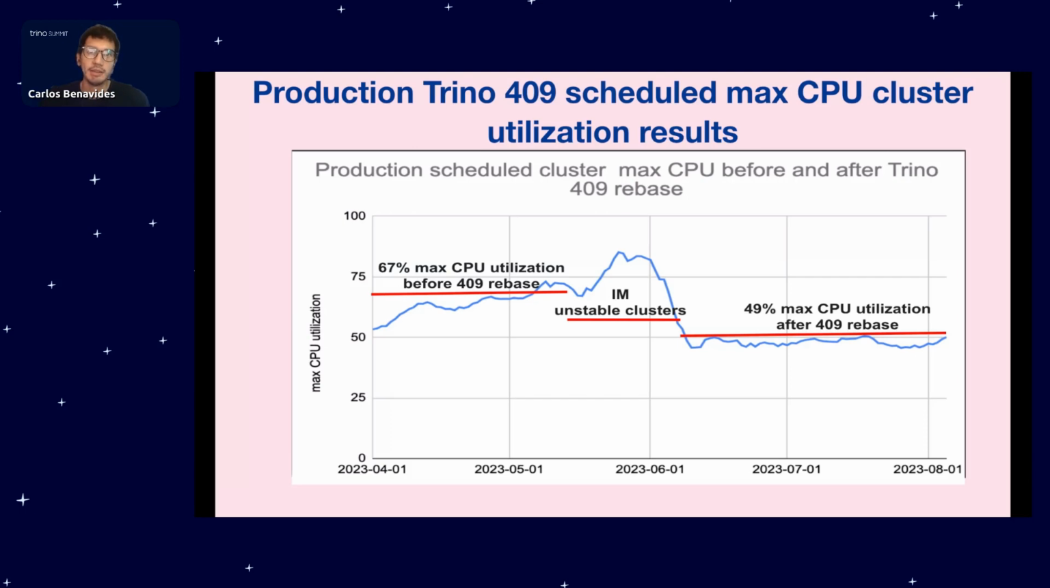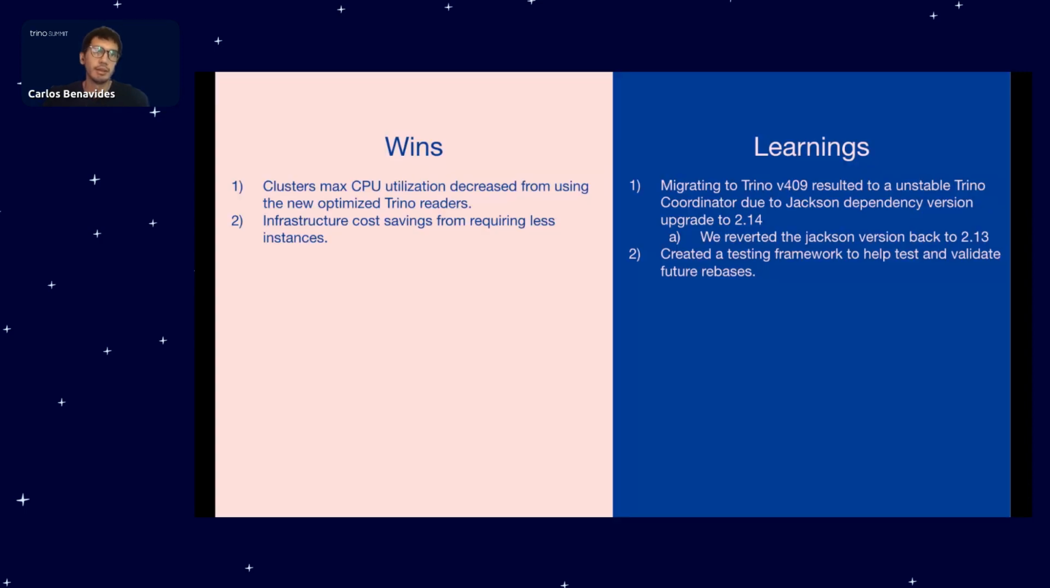And during this time, the bytes scanned before and after the rebase were similar, and the amount of queries were similar as well. So the win from this rebase was that the cluster max CPU utilization decreased from using the new optimized Trino readers. So we saved on infrastructure costs because we require fewer instances, as the Trino Parquet readers are much more efficient now.